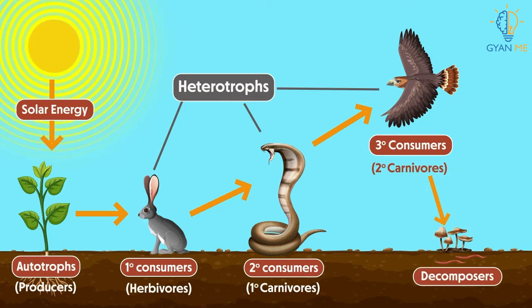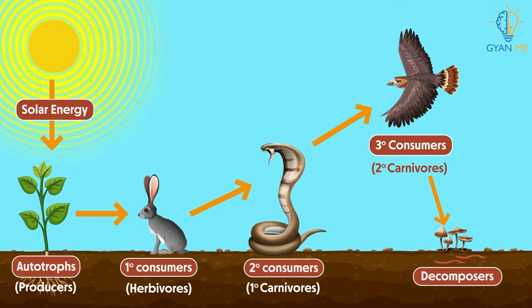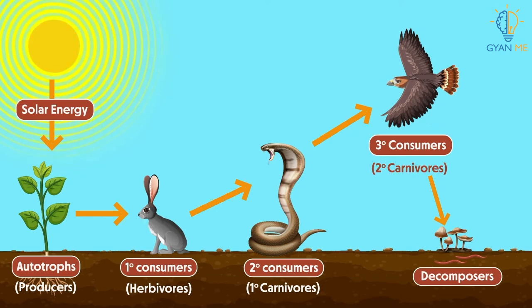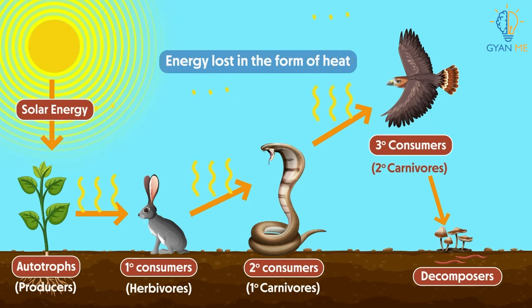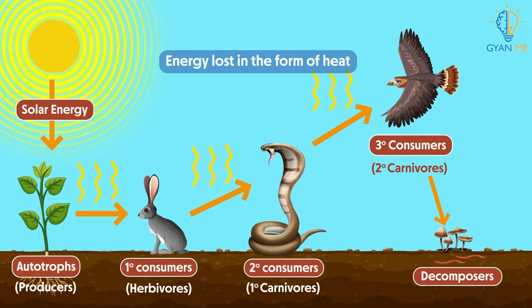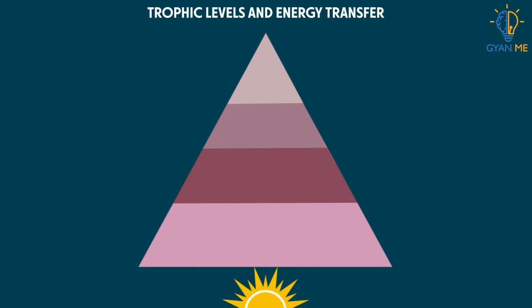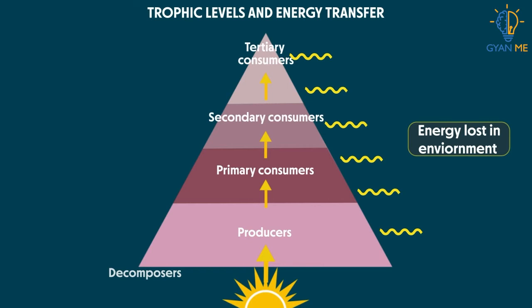and finally decomposers. Students, as a rule, we know that when one form of energy is transferred from one system to the other system, some energy is lost to the environment in the form of heat, and this lost form of energy cannot be used again. So is the case with the food chain as well. When energy flows from one trophic level to the other trophic level in a food chain, some percent of energy is lost in the environment.